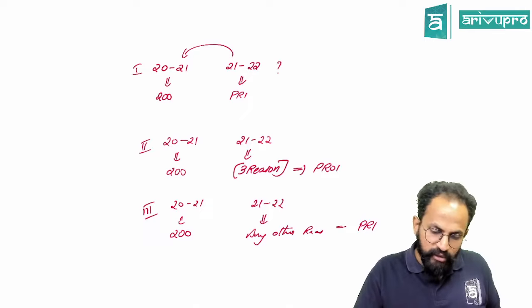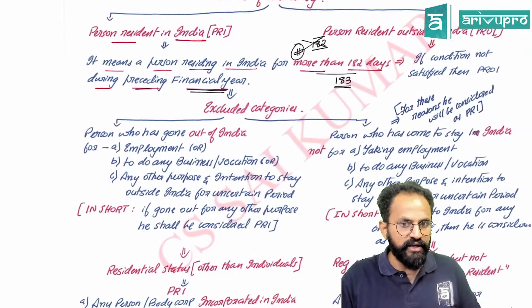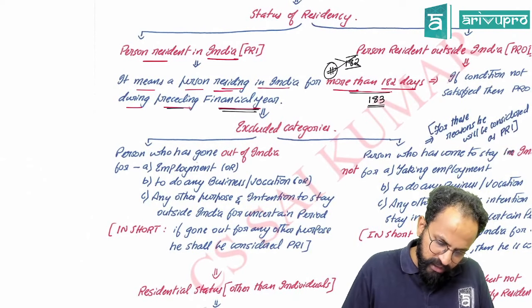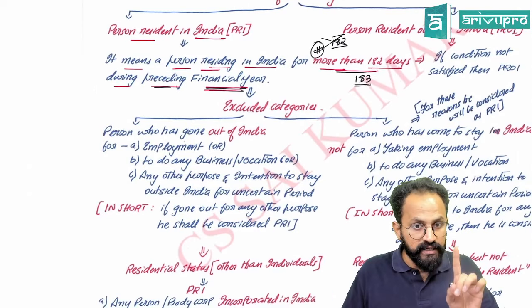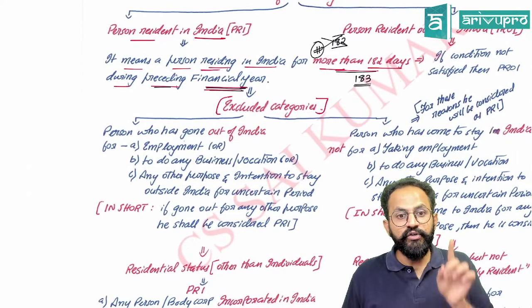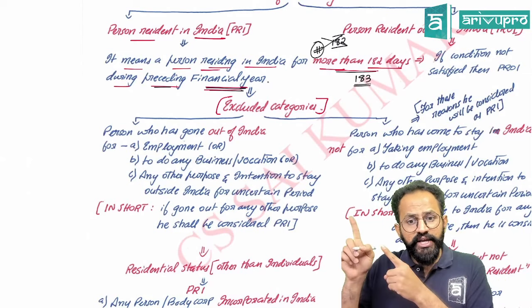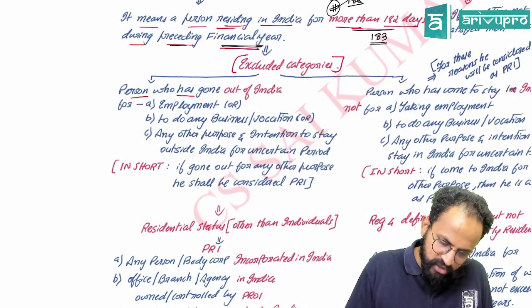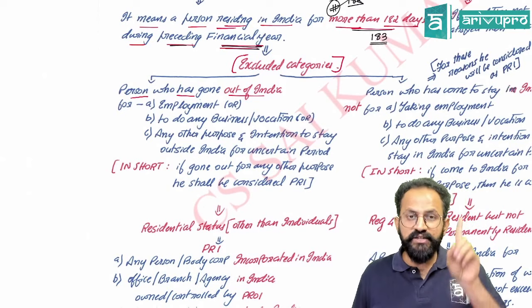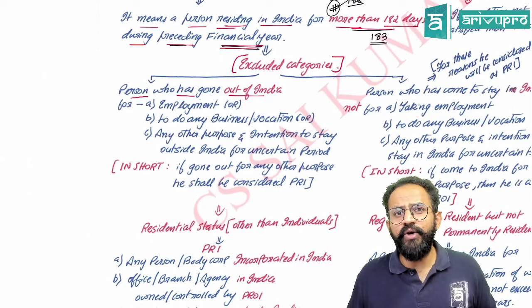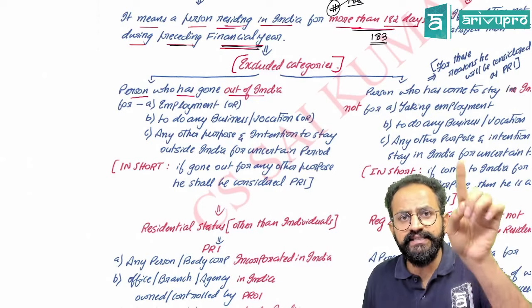Clear? Now I am going to take you to the theoretical part. Listen carefully. Person resident in India means a person residing in India for more than 182 days during the preceding financial year. Correct? Okay. But these people are excluded. Following categories are excluded. Who are they? See here, a person who has gone out of India for three reasons is excluded. Excluded from what? Excluded from PRI status.